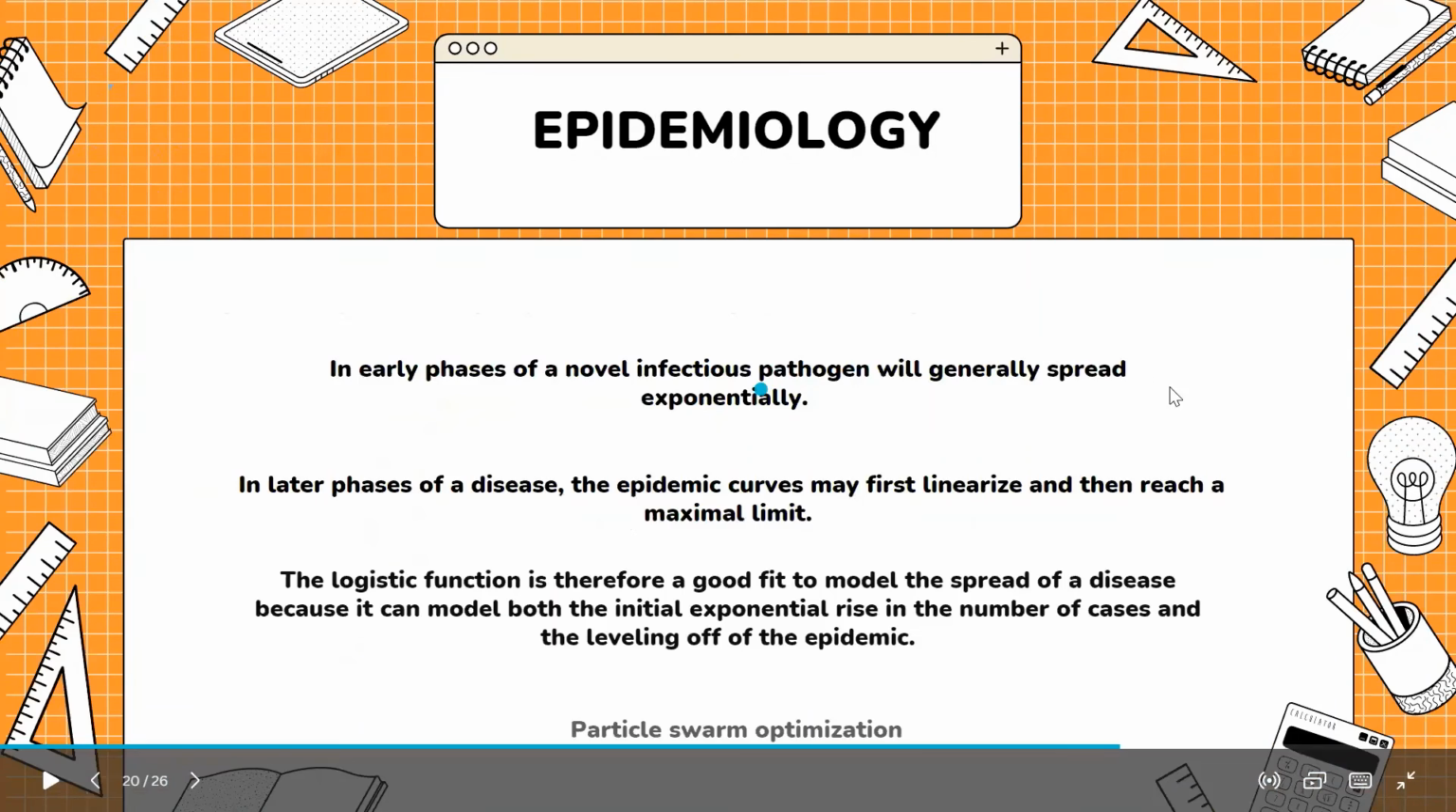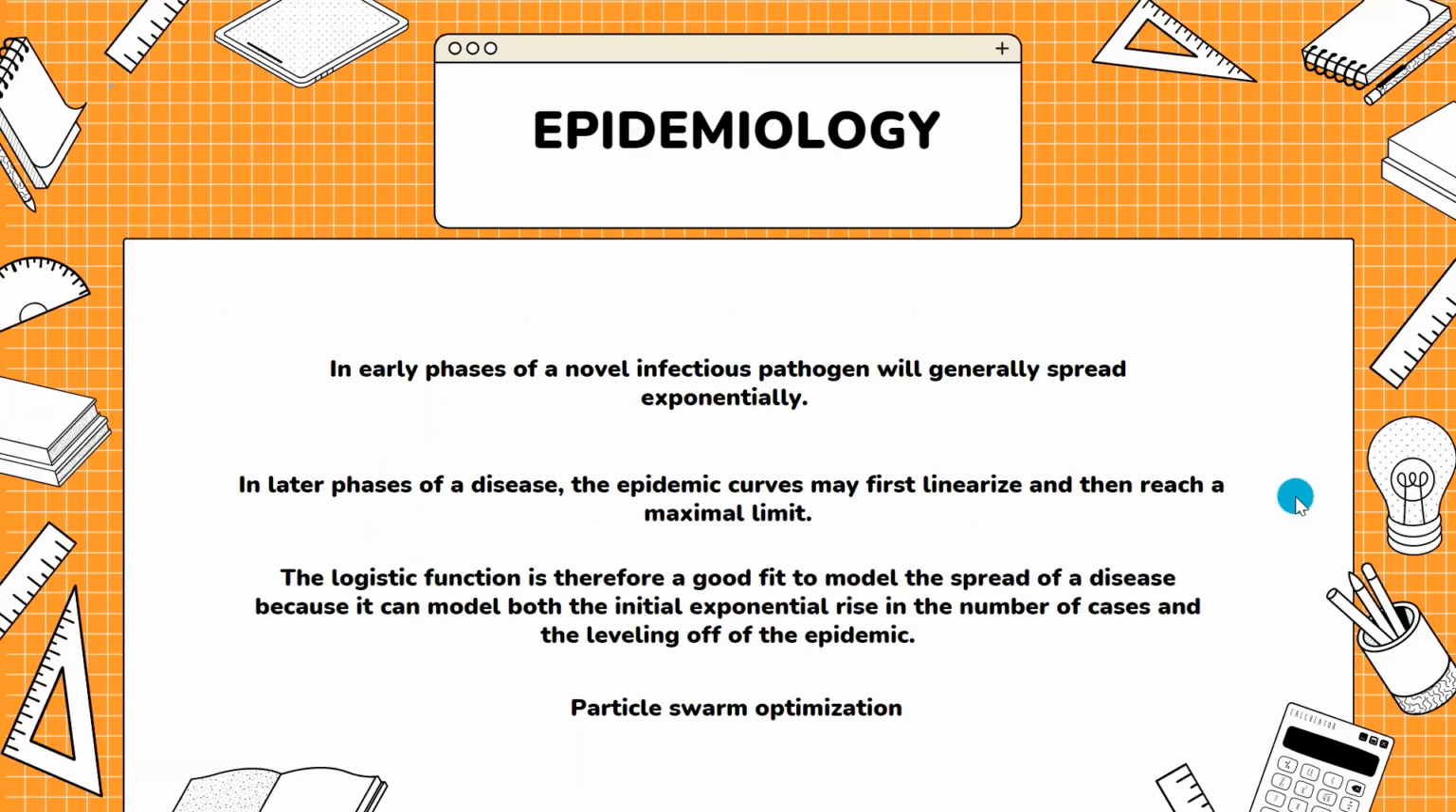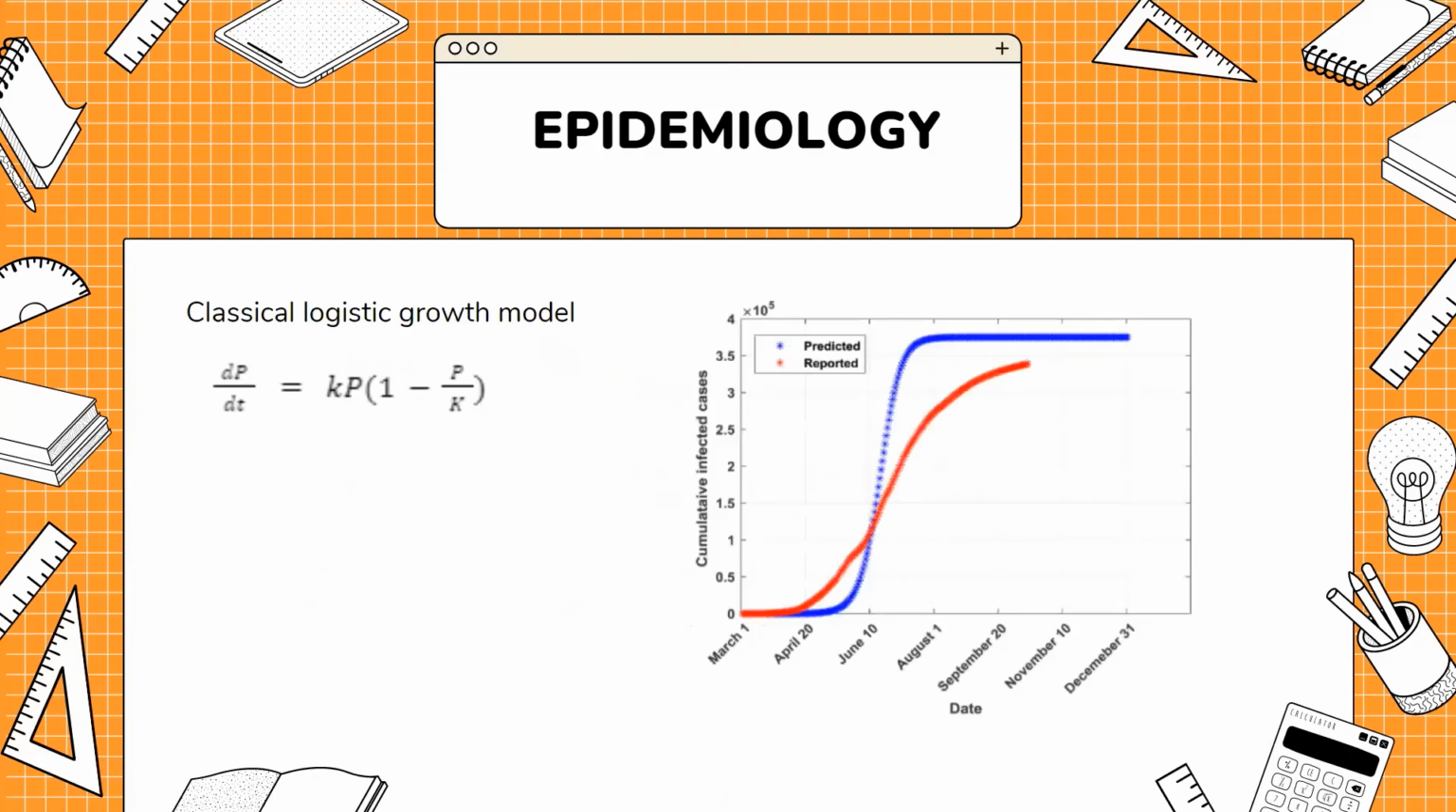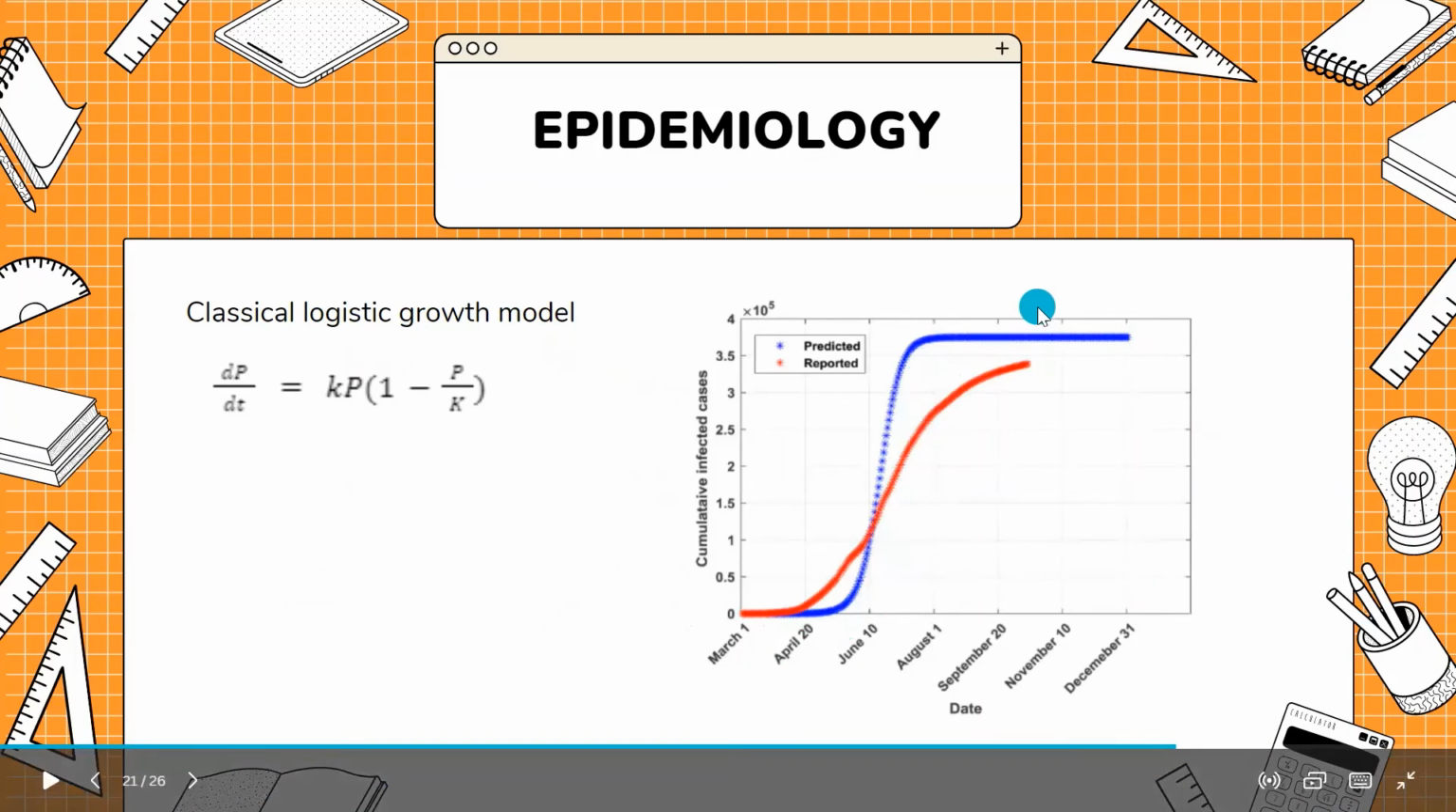Next, we can look at the application of the logistic function in epidemiology. The logistic function is a good fit to model the spread of a disease because it can model both the initial exponential rise in the number of cases and the leveling off of the epidemic. A group of Saudi Arabian researchers used the particle swarm optimization algorithm to fit the data to different customized versions of the logistic function. Here, we have the curve for the classical logistic model.